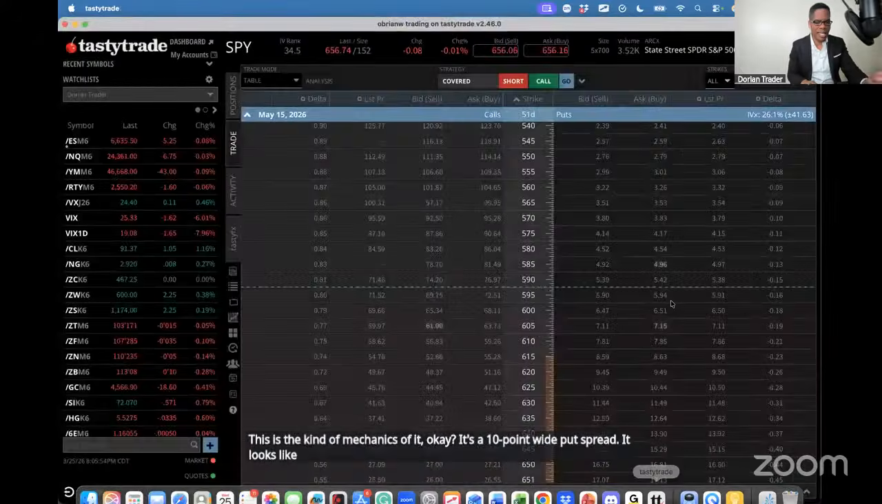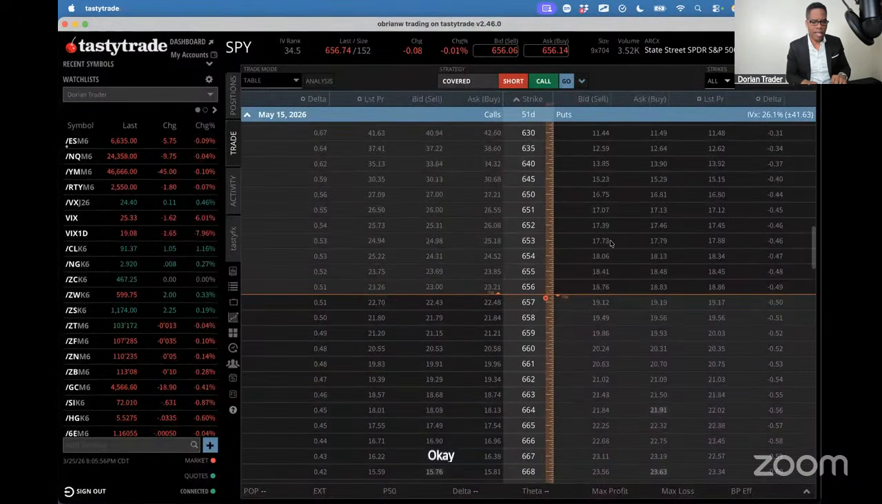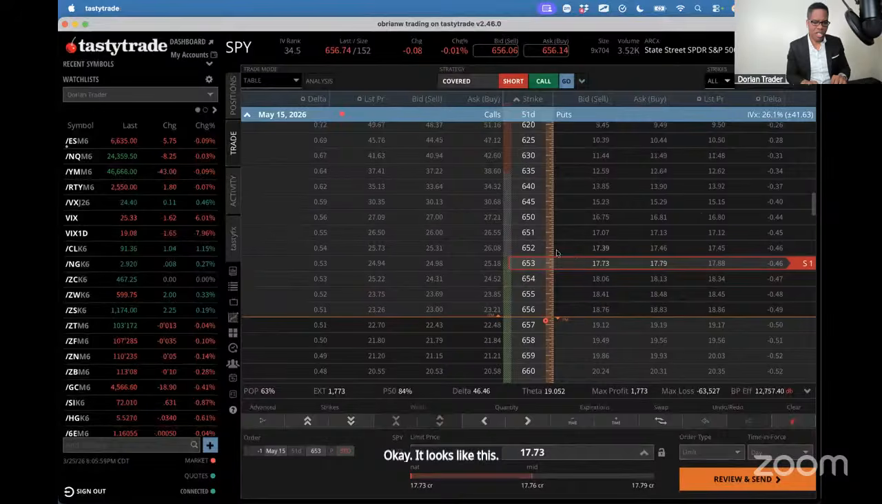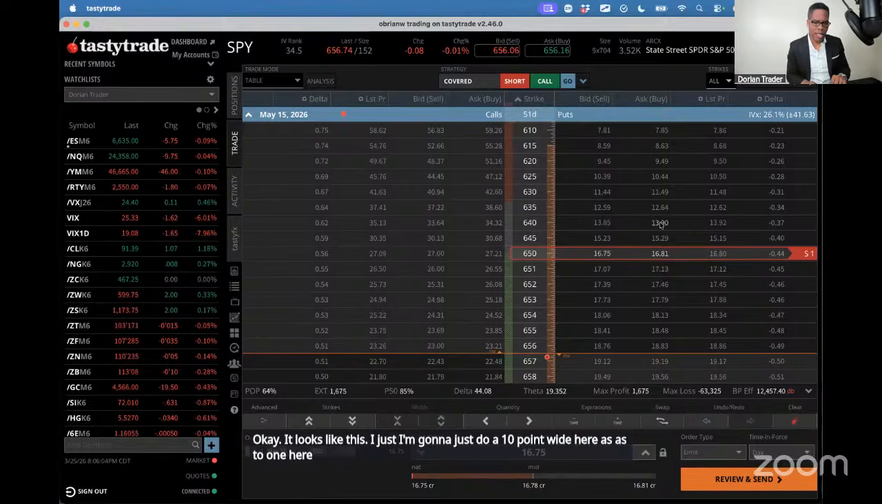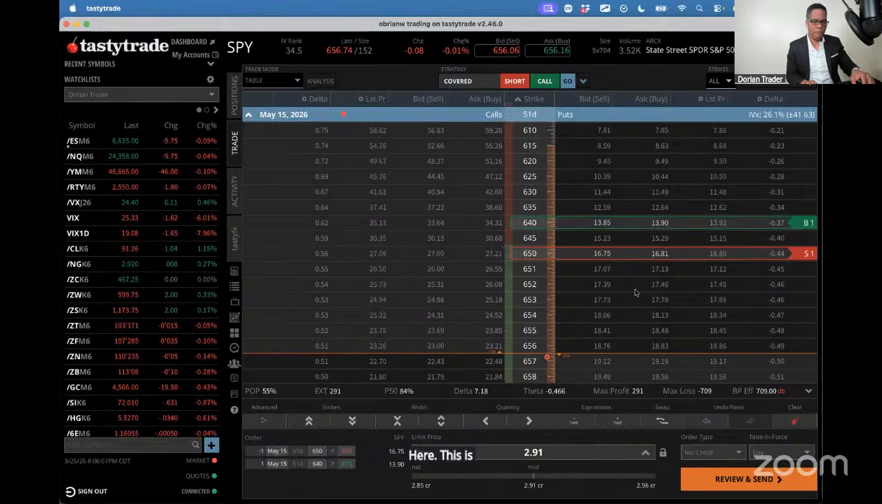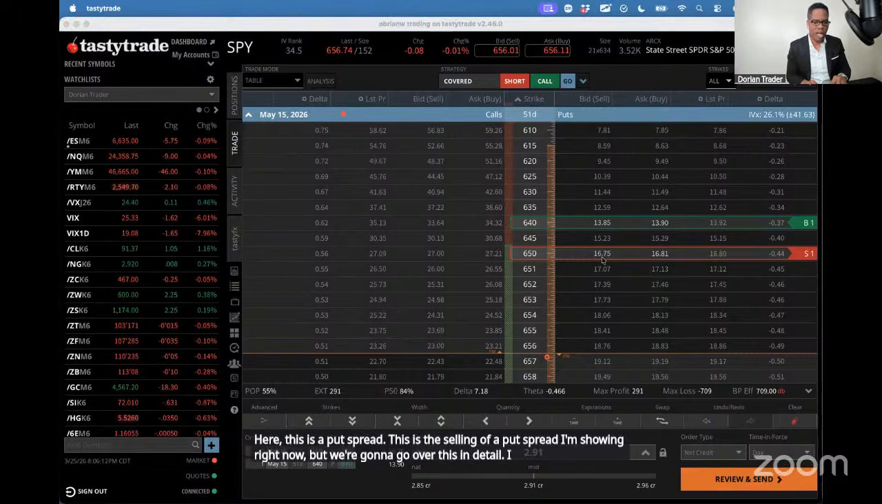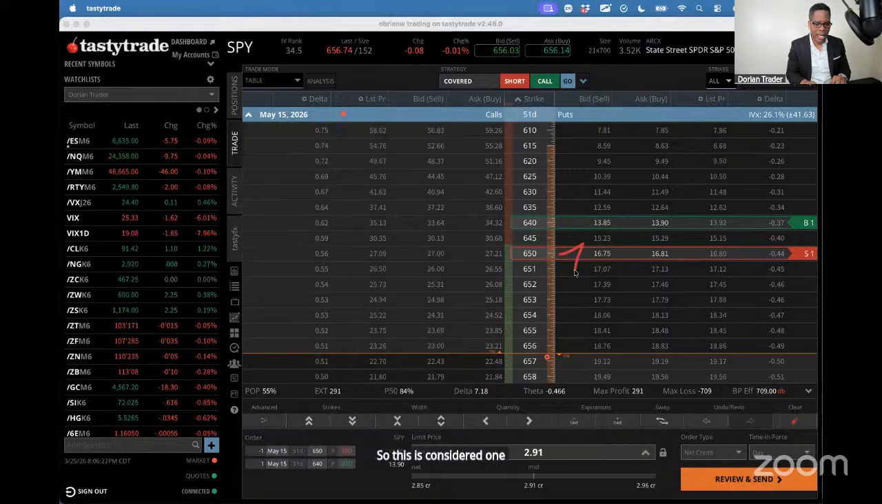It looks like something like this. I'm going to just do a 10-point wide here. Let's do one here and here. This is a put spread. This is the selling of a put spread I'm showing right now, but we're going to go over this in detail. I just want to break this down first. A put spread consists of two legs. It's never less and it's never more. So this is one leg and this is one leg. If you add that up, that's two legs. It's always two option legs.